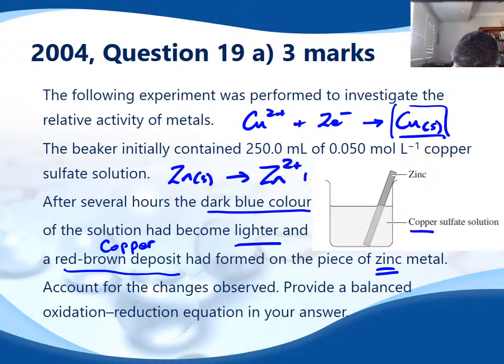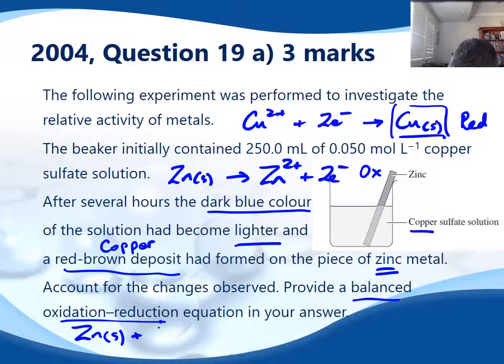So zinc plus 2 electrons. This has been oxidized, this has been reduced, and our balanced oxidation reduction equation will be zinc solid plus copper. We can leave the sulfate in if we want, copper sulfate aqueous, to produce copper solid and zinc sulfate, which is in the solution.